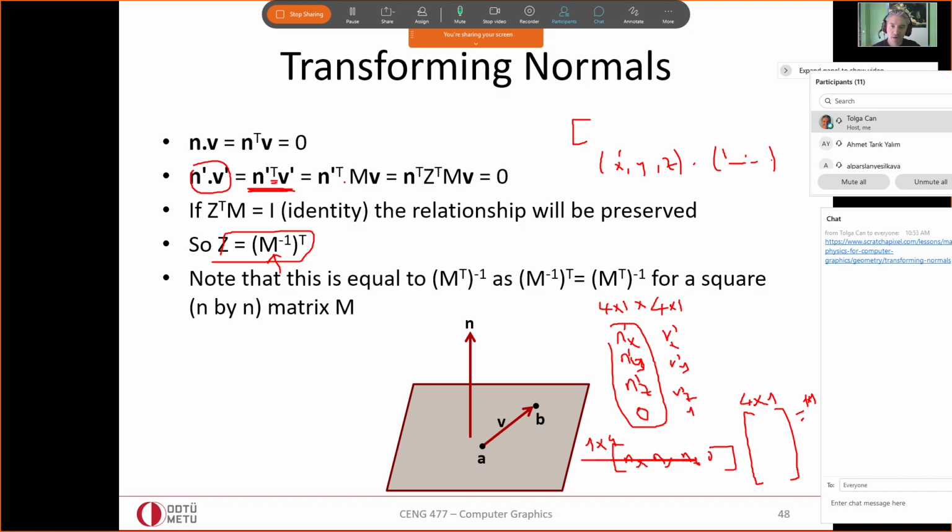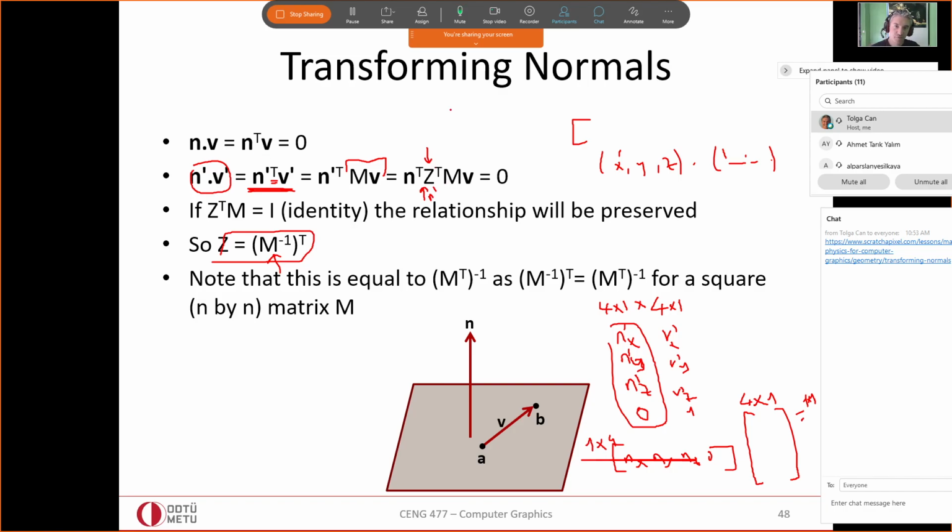Now, I already told you what v prime is. v prime is just the model transform: if you perform the modeling transformation on v, we get v prime. In order to do this, we also know that if we multiply the original normal vector with the correct Z matrix, we are going to get n prime. This is the definition of n prime.